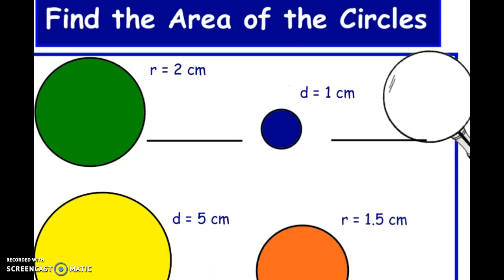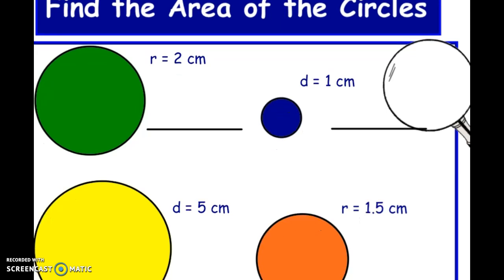So I want you to pause your computer, and I want you to find the area of all of these circles. And the R stands for radius and the D stands for diameter. So pause it, try it out, and then I'll show you what the answers are for all of them.